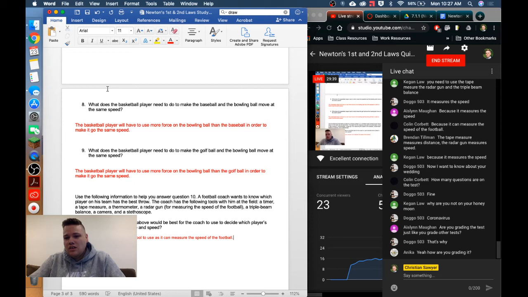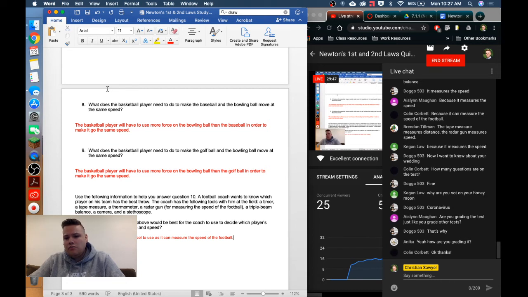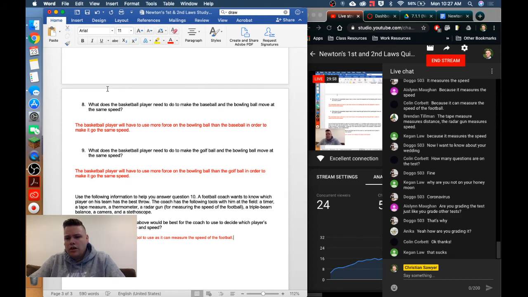Are you grading the test just like you grade the other tests? Yes, the rubric for how this test is being graded is on Canvas. If you want to go to Newton's first and second law quiz, just click on that. It'll show you how it's being graded, but it's pretty much the same as the other quizzes we've done so far. How are you grading it? Yeah, I just said if you want to check out the rubric, just go check it out.